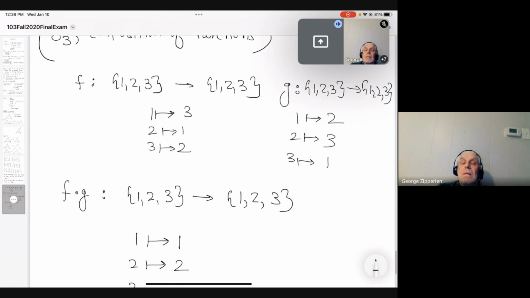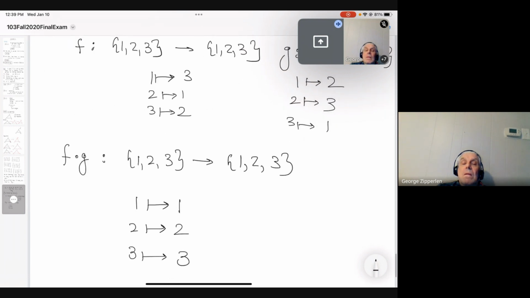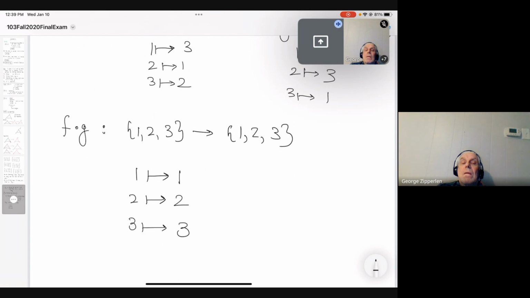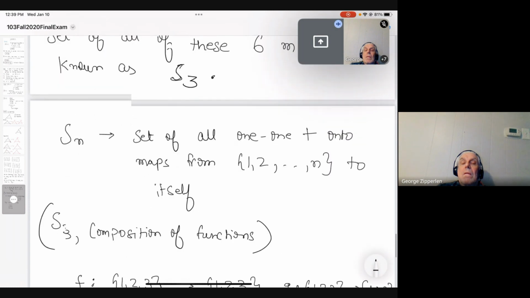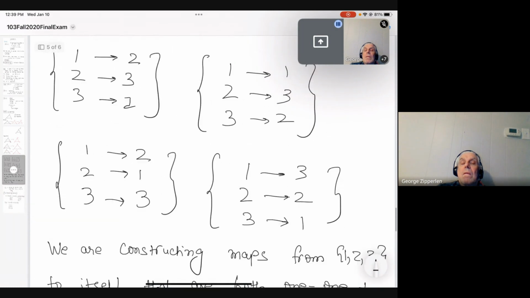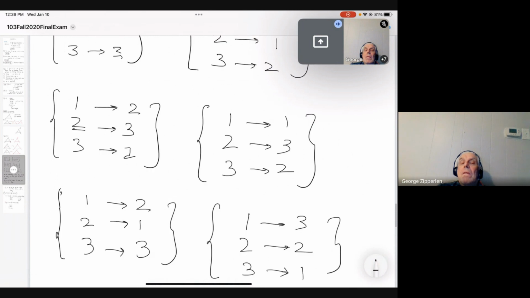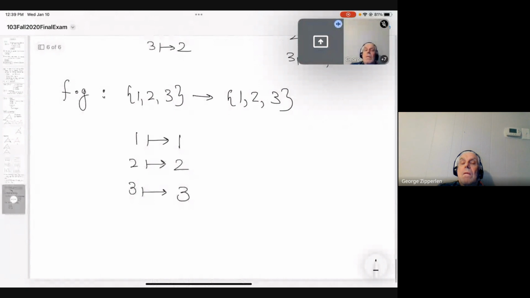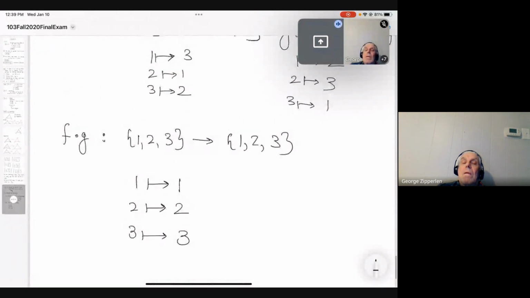So how do I compose them? If I want to look at where 1 goes, first I apply G and then I apply F. G sends 1 to 2 and then F sends 2 to 1. So F of G should send 1 to 1. And similarly 2 goes to 2 and 3 goes to 3. So this is my composition. Similarly, you can take any two maps here and compose them in the same way, and you will get back some element of S3, a bijective map from 1 to 3 to itself.